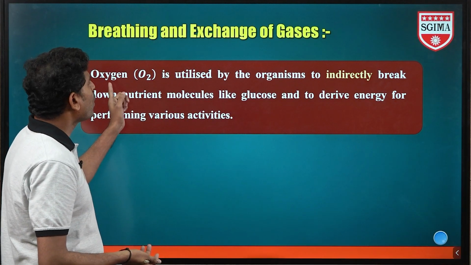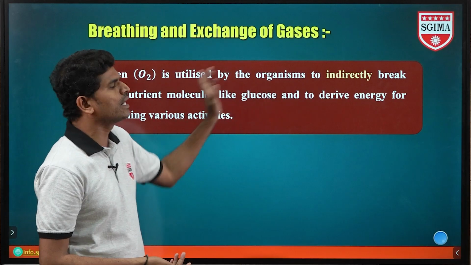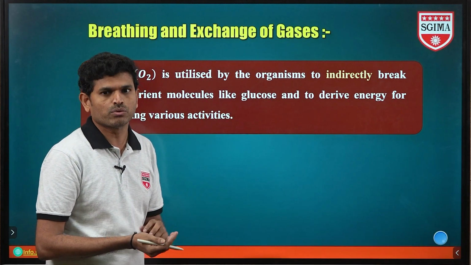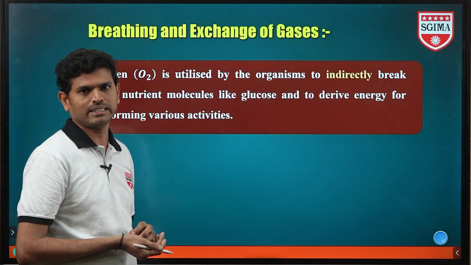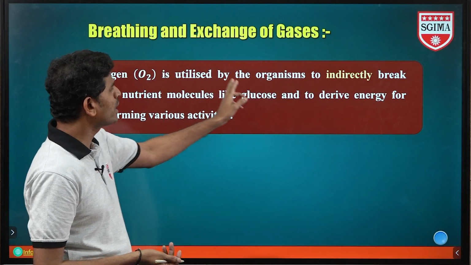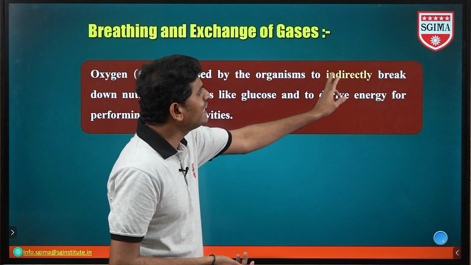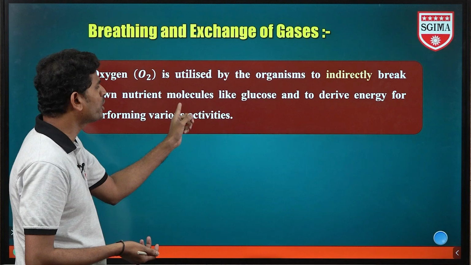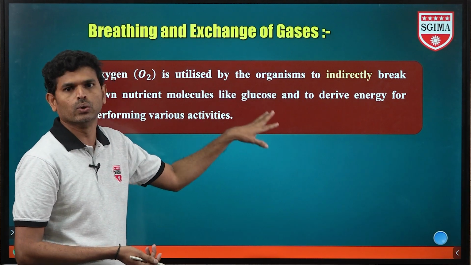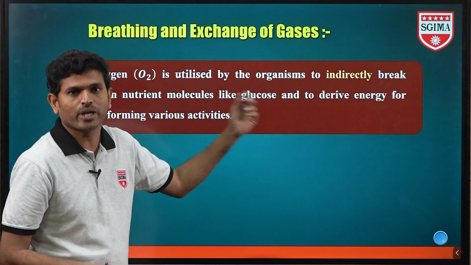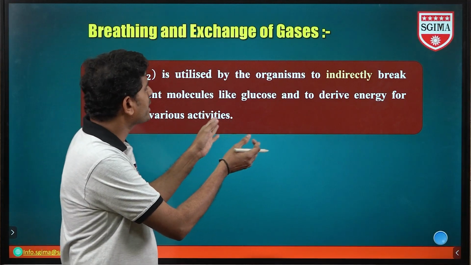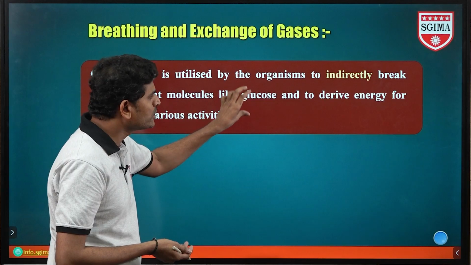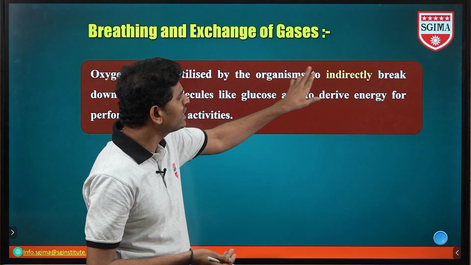First line, oxygen is utilized by the organism. We know this, but for what it is utilizing and in which method, that is important. So organisms utilize oxygen indirectly for breakdown of nutrient molecules like glucose. They didn't give amino acids and fats, because glucose is a simple, instant source of energy. So that's why they gave glucose. This glucose molecule is indirectly broken down.